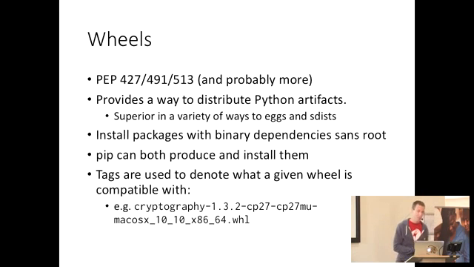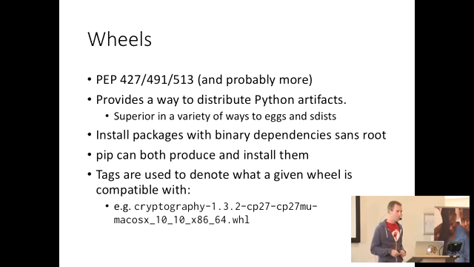So wheels are specified in at least 3 PEPs and probably several more. They provide a way to distribute Python artifacts, and they are superior in a variety of ways to eggs and sdist, although they are not a complete replacement for sdist. They allow you to install packages with binary dependencies sans root. What I mean by that is if you have bundled your binary dependency into a wheel, then you can install that in a virtual environment.